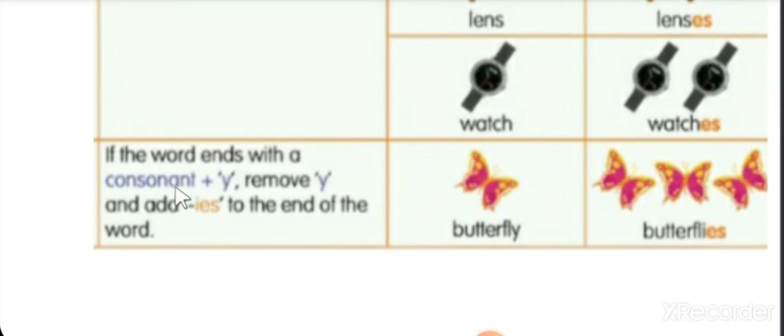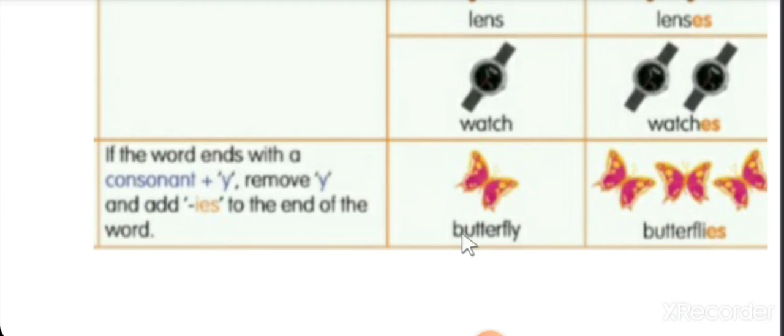If the word ends with a consonant, meaning not a vowel, like B, C, D, F, G, H, J, K, L. These are consonants. If the word ends with a consonant plus Y, we will cut that Y and add IES in place of Y at the end of the word. For example, butterfly. Butterfly ends with Y and before Y there is a consonant L. So we will remove this Y and in place of Y we will add IES. Butterflies. One butterfly, and when we cut this Y and make it IES, it will become butterflies.